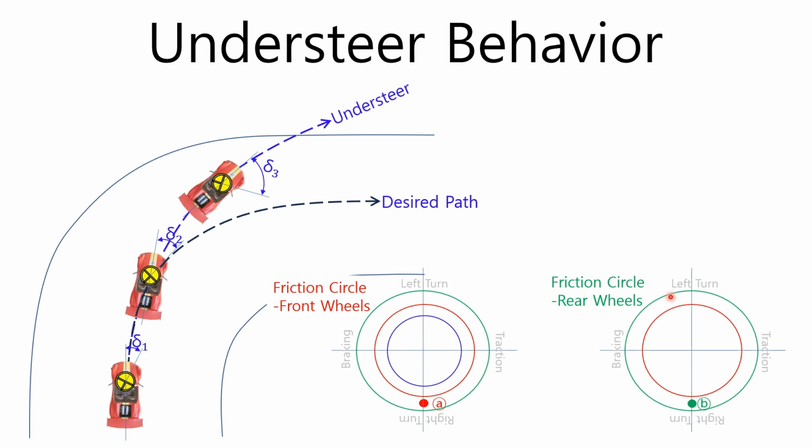When normal drivers find themselves in this situation, they turn the steering wheel more because the car does not go in the direction they want even if they steer. When this happens, as the tire slip angle becomes larger, the friction circle becomes smaller, as shown in the blue circle, making understeer even worse. Also, if you brake suddenly to stop the car quickly, the weight may shift significantly to the front, causing an unwanted sharp turn. From this analysis, we can learn how to overcome understeer.